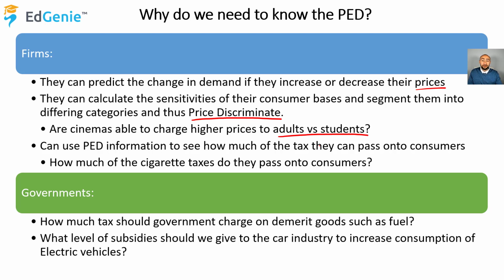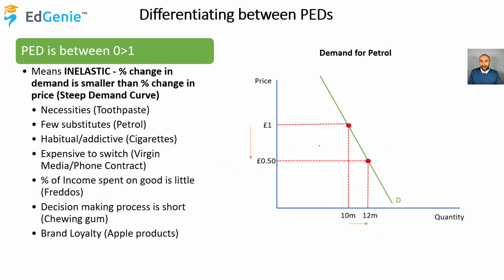So moving on to differentiating between these price elasticities of demand. And we're going to see quite a few of these, so make sure you're making your notes and understanding exactly what we're talking about here. So we associate a number, like we have done before, to price elasticity of demand. If PED is between 0 and 1, it is deemed to be inelastic.